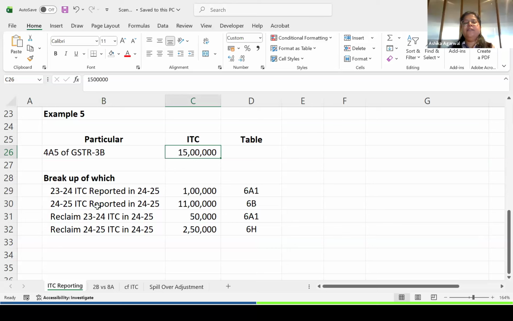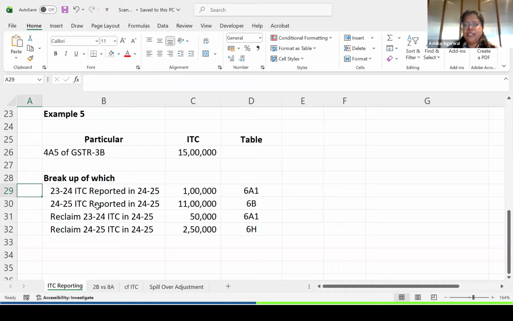Now suppose you have availed a total ITC of 15 lakh, the breakup of which I have given down. Out of which, suppose 23-24 ITC which you have reported, you have claimed in 24-25. So this is the last year ITC you claim in 24-25. Then one is itself belonging to 24-25, 11 lakh. Another is reclaim ITC. Now reclaim can also be of last year ITC reclaimed in current year. It can also be current year ITC reclaim, meaning in between the year only it got settled.